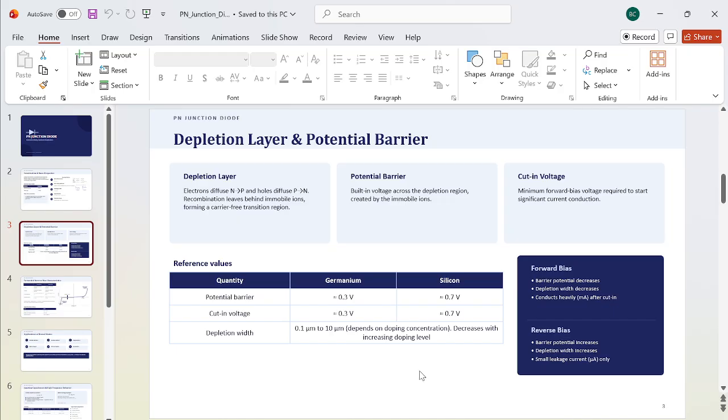Now the question is: how will you forward bias the PN junction diode, and what are the changes that occur during forward bias? Basically, to forward bias a PN junction diode, you connect the positive terminal of the battery to the P layer or the P region of the diode, and the negative terminal to the N region.